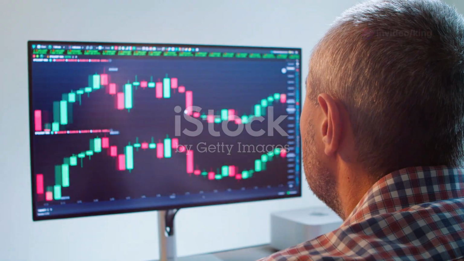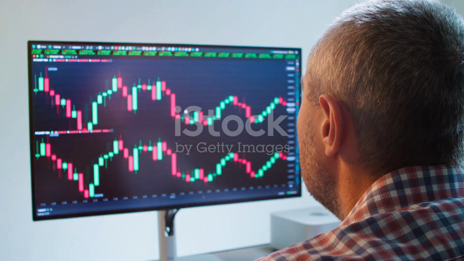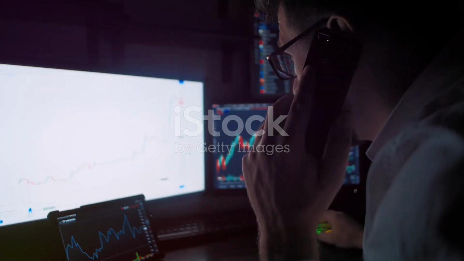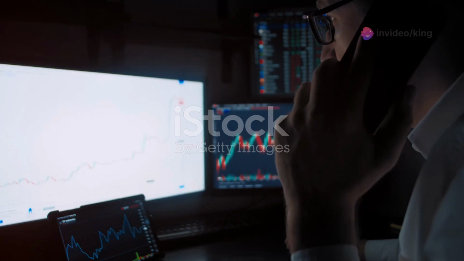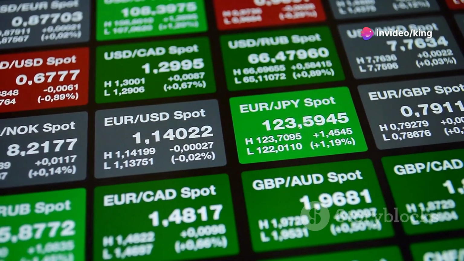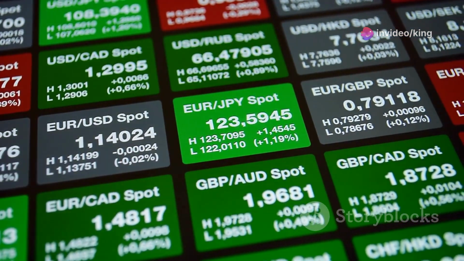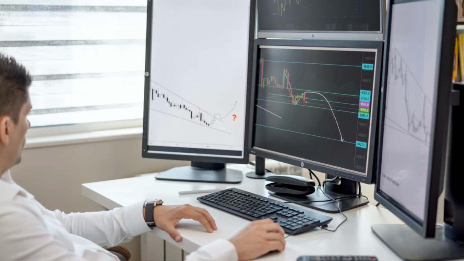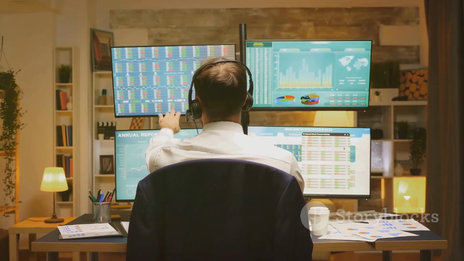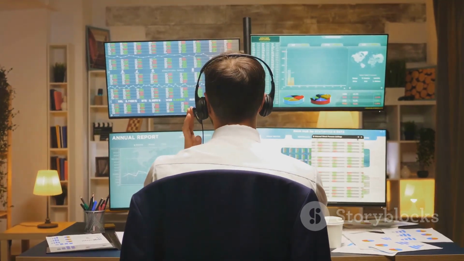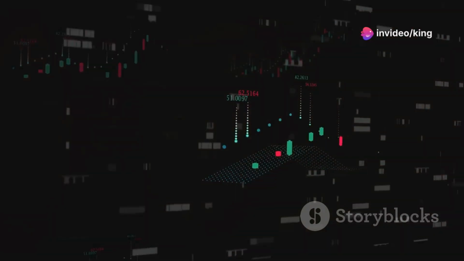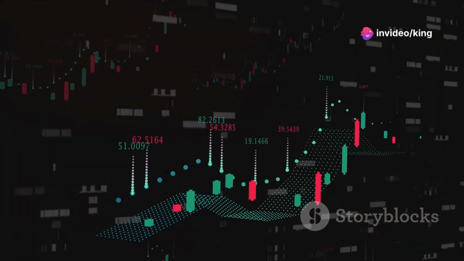Section 7, a real-world scalping scenario. Let's walk through a hypothetical scalping scenario to illustrate this strategy in action. Imagine you're watching the EUR-USD currency pair on a 5-minute chart. It's 4:15 PM CT and you've been observing the market for the past 45 minutes. You notice a series of green candles forming, indicating an upward move.